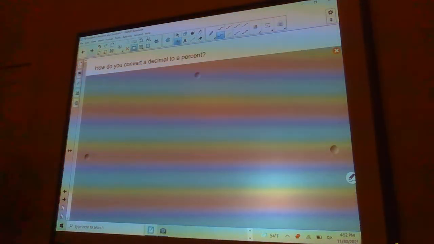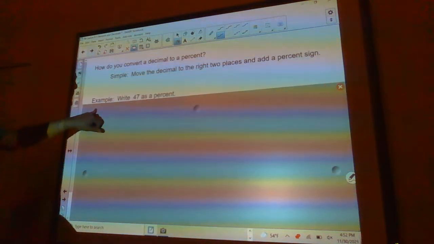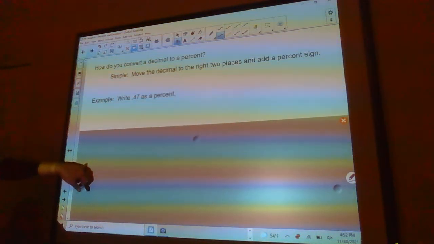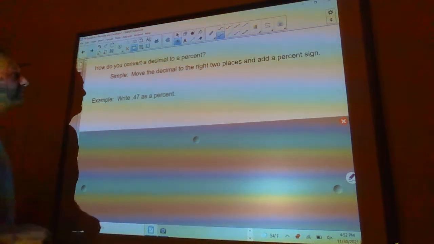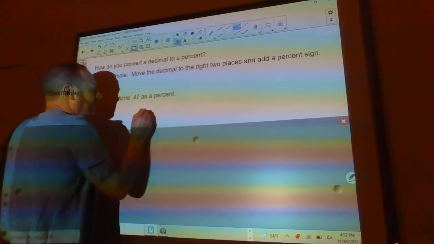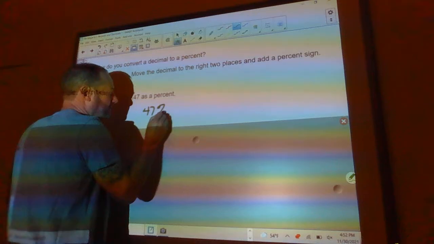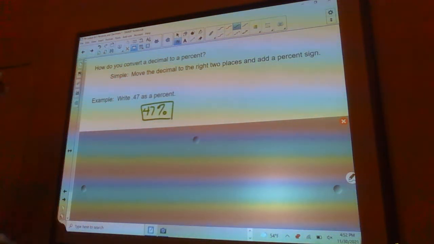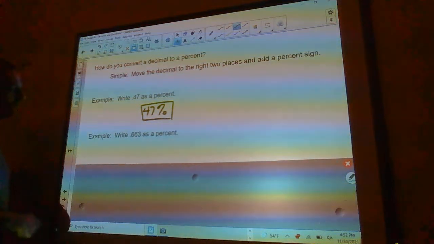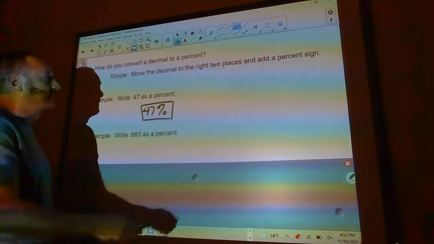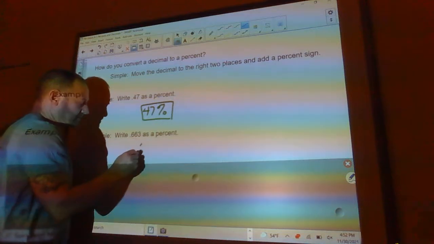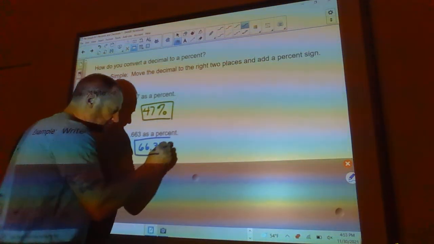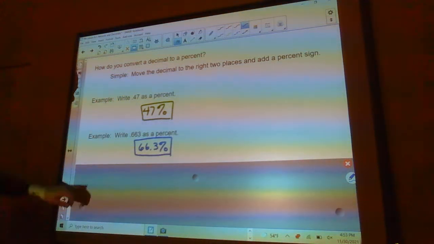Okay, how do you convert a decimal to a percent? Well, you move the decimal to the right 2 places and add a percent sign. That's pretty easy. So 0.47 as a percent, that's 47 with a percent sign. And you're done. Right, 0.663 as a percent. Okay, that's going to be 66.3%. Very simple.